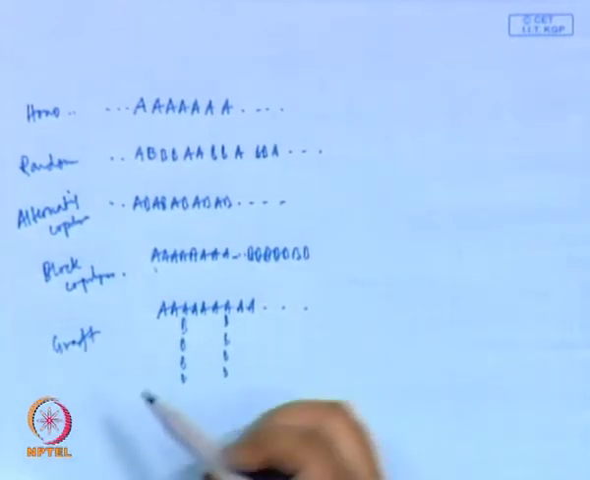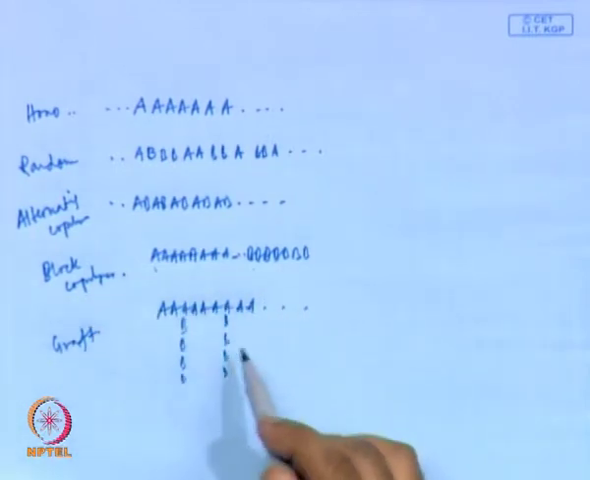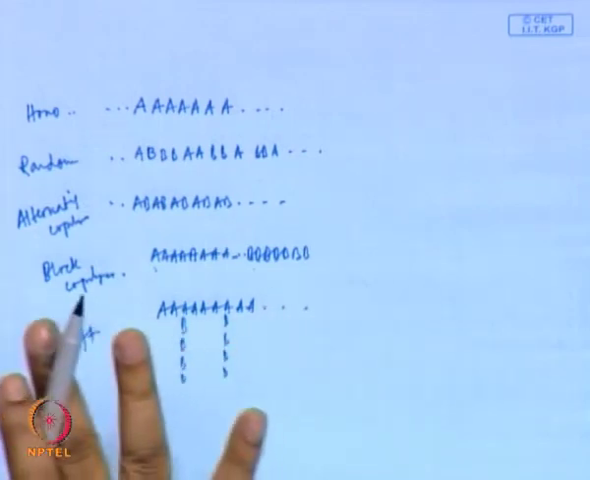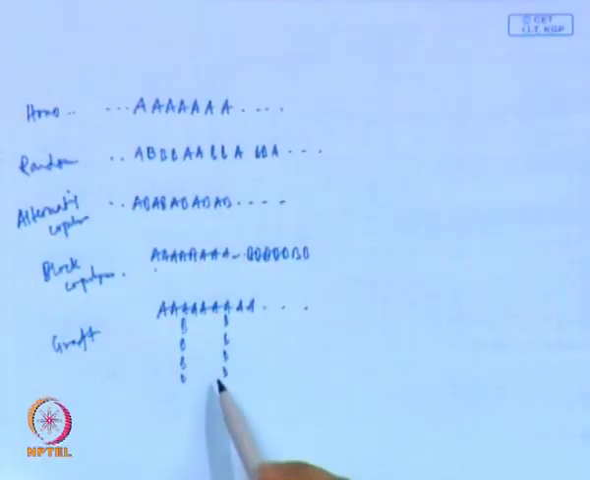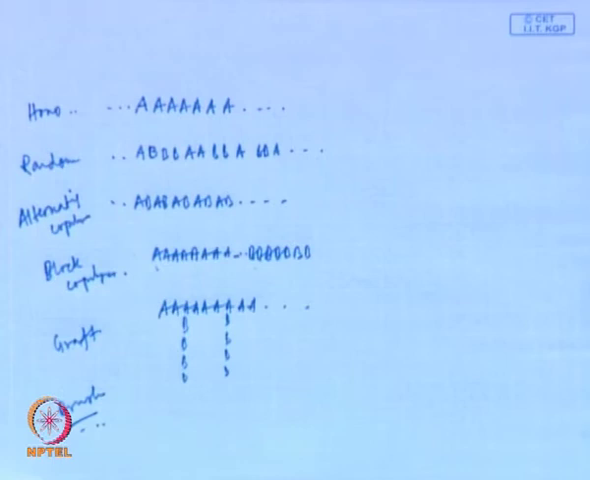You can extend this in 3D and have a brush polymer, where you have a backbone, and these brushes are hanging from the backbone. So, you can have brush polymers and so on.